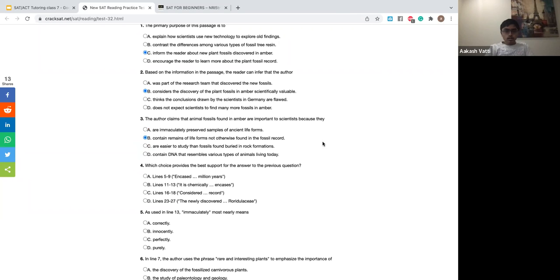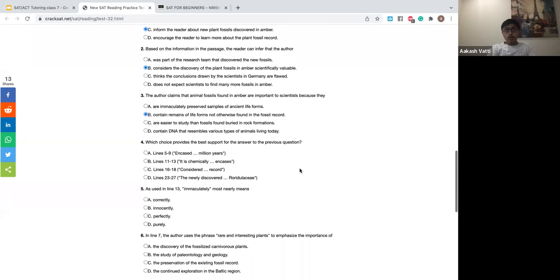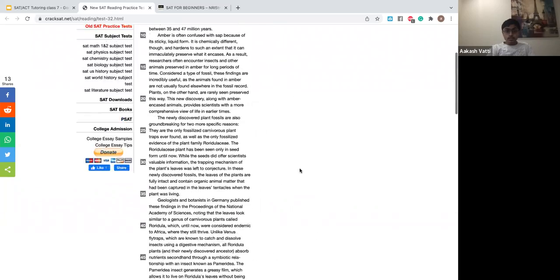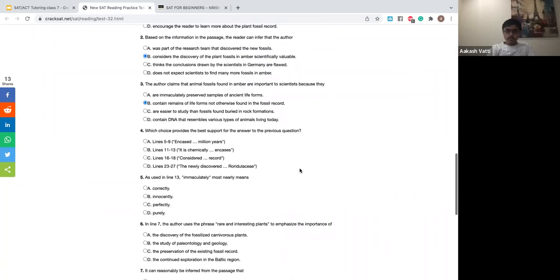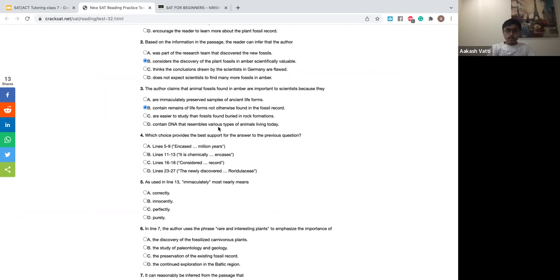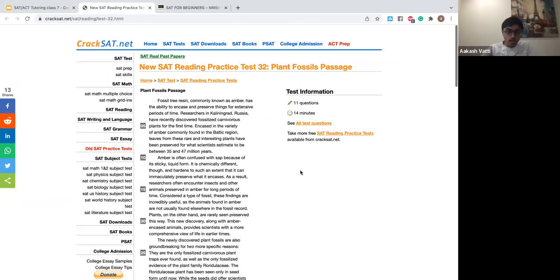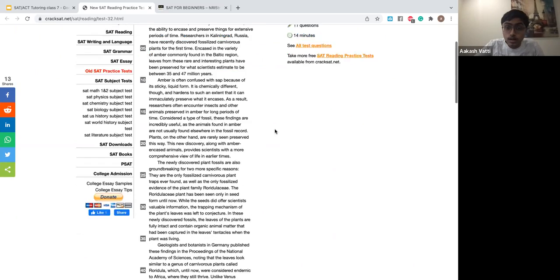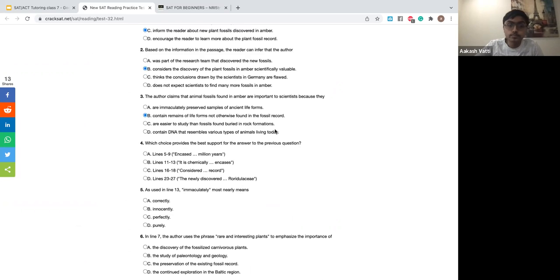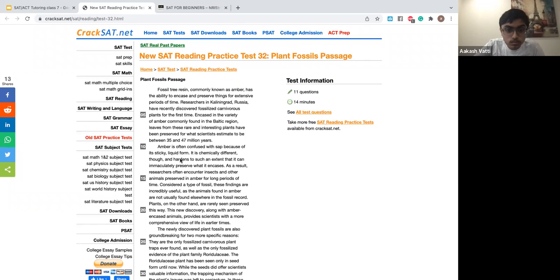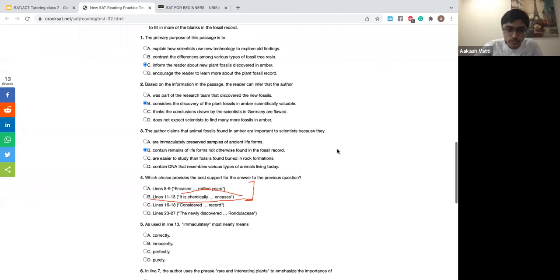Four. So I remember that being like the first or second paragraph. So we just need to go back and look at whichever one fits our answer, that contains remains of life forms not otherwise found in the fossil record. Oh yeah, there. It explicitly states that right here: as animals found in ambers are usually not found anywhere else in the fossil record, and therefore that is our evidence. So lines 16 to 18.